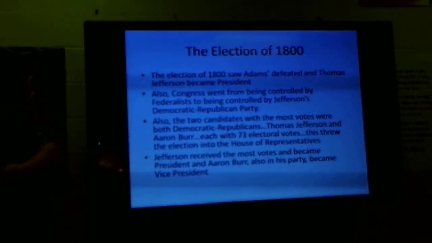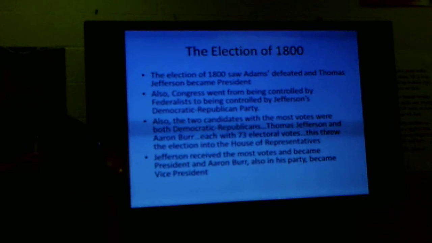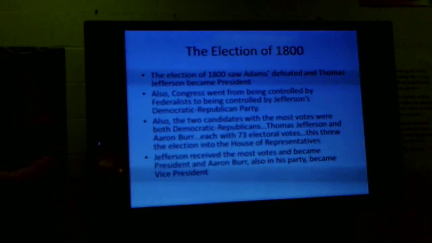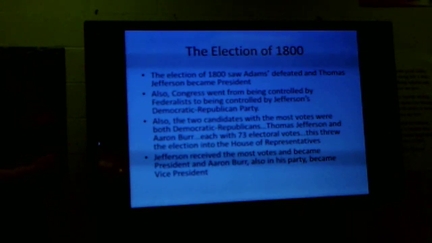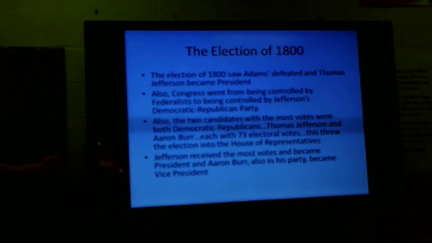So in the election of 1800, Adams is defeated, and Thomas Jefferson, his own vice president, defeats him to become president, and he is our first Democratic Republican president. Also, Congress went from being controlled by the Federalists to being controlled by Jefferson's Democratic Republican Party. So there is a big shift in party in our government.